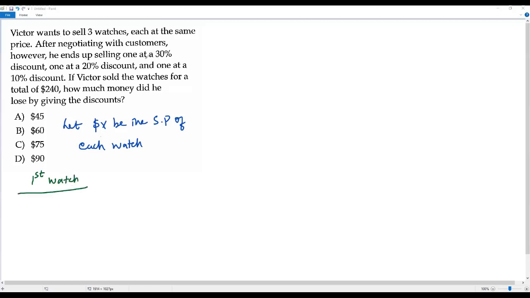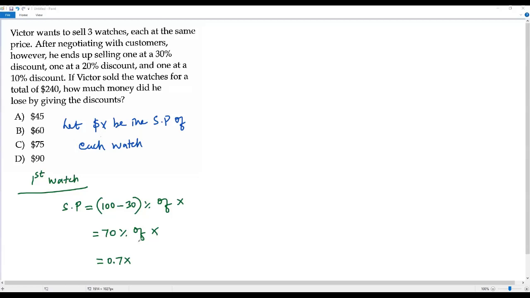So he sold the first watch at a 30% discount. So the selling price of the first watch is equal to, since a 30% discount means it has reduced the price by 30%. Since it has decreased the price by 30%, subtract 30 from 100% of the original price, that is X. So 100 minus 30 is going to be 70% of X. If I convert this to decimal, it will become 0.7 times X. So the selling price of the first watch after the 30% discount is 0.7X.